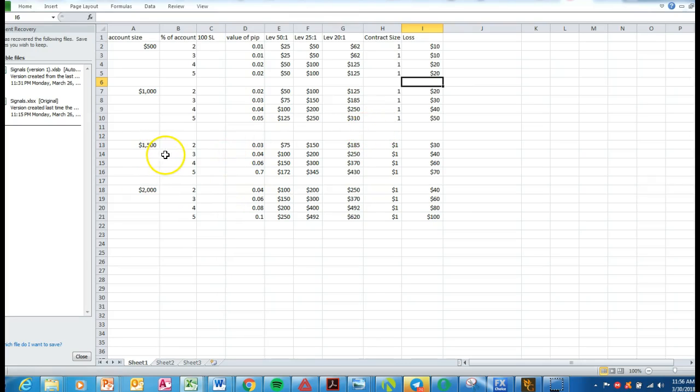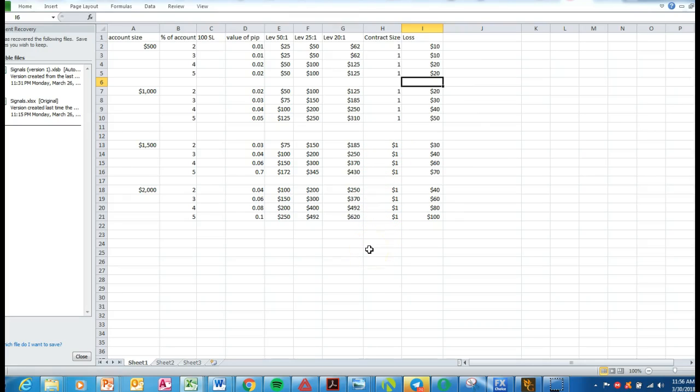At $1,500, at 2%, you could be trading 30 cents a pip. At 3%, 40 cents a pip. At 4%, 60 cents a pip. And at 5%, 70 cents a pip. If you're up to $2,000, you can get all the way up to $1 a pip. So hopefully this chart helps out with what pip value you should be trading at depending on your contract size. And then you can also increase your lots as your account grows as well.